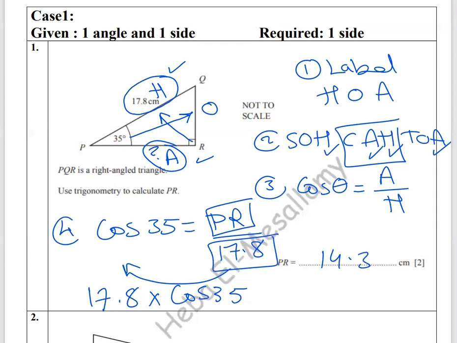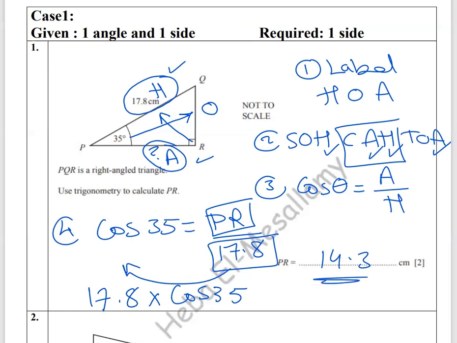As I told you before, we have to check if the answer I got is somehow a logical answer. Does it make sense? Here the hypotenuse is 17.8 centimeters. So I'm expecting a side that is less than the hypotenuse. So if I got an answer here which is more than 17.8, then 100% I made a mistake in the calculations. I have to repeat it.